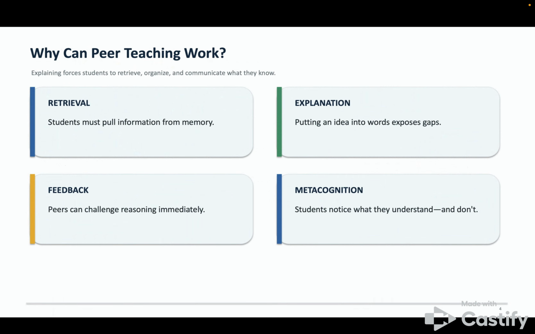Third is feedback. A peer can ask a question such as, why does that happen? Or how did you get that answer? That forces the student to think more deeply. And finally, we have metacognition. That's basically thinking about our own thinking. Students begin to recognize what they know, what they don't know, and where they need additional help. So peer teaching isn't simply about helping another student. The student doing the teaching is also learning.